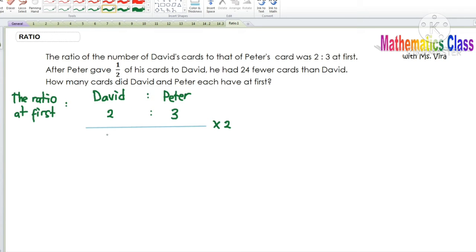Then David's ratio will be 4. Peter's ratio will be 6. Then we can find half of 6. It's 3. So Peter will give his 3 cards to David, and David will receive 3 cards from Peter.